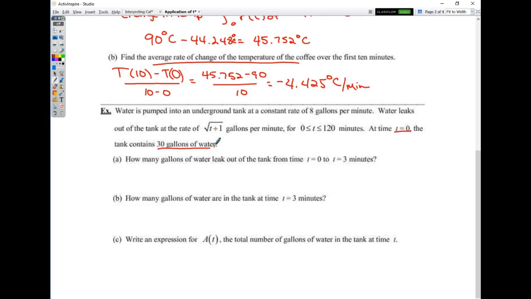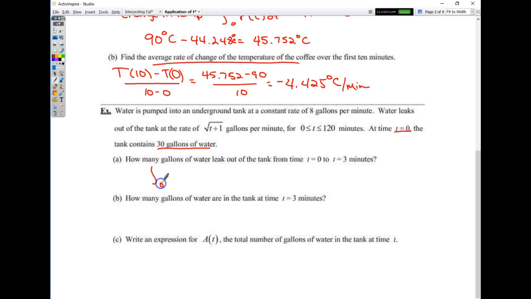We can deal with this a couple of different ways. The first question: how many gallons of water leaked out of the tank from time 0 to 3? In this particular section, I'm just asking how many gallons went out, so I would like to know the change that went out.